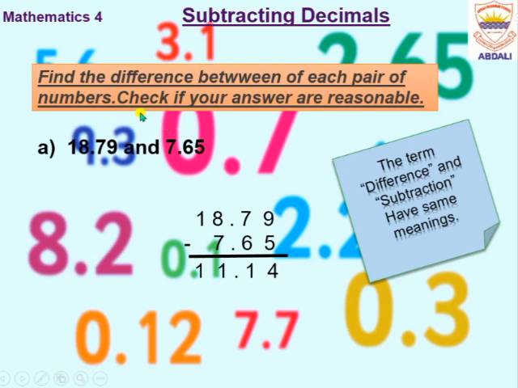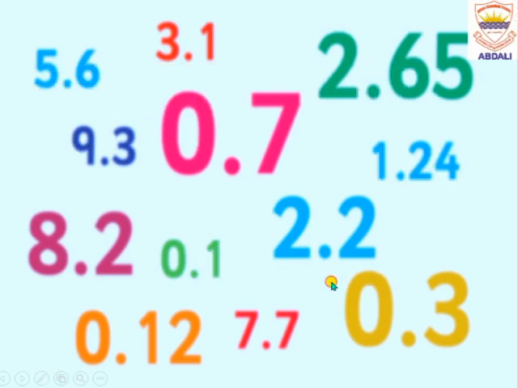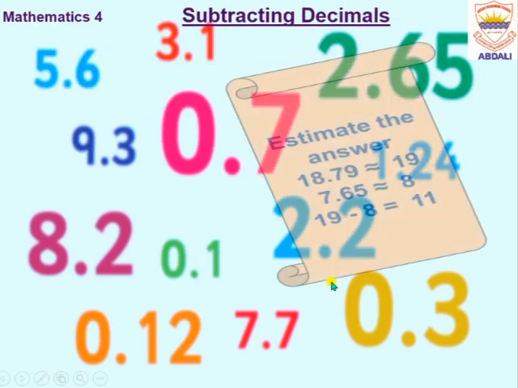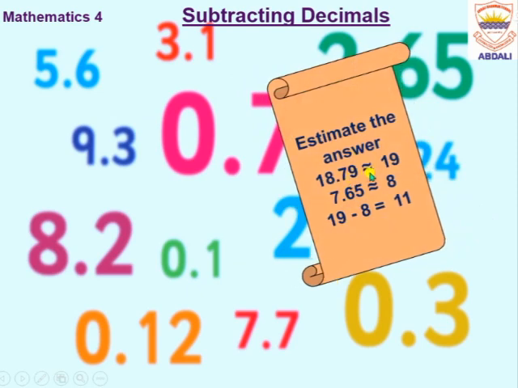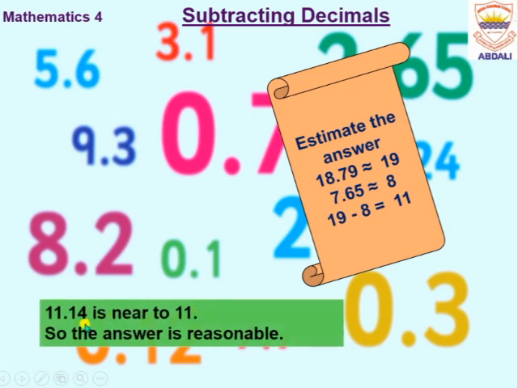Now the second part is check if your answer is reasonable. So let's do it. Our first value is 18.79, which is approximately equal to 19. 7.65 is approximately equal to 8. So 19 minus 8 will give us 11, and our answer is 11.14, which is near to 11. So our answer is reasonable.